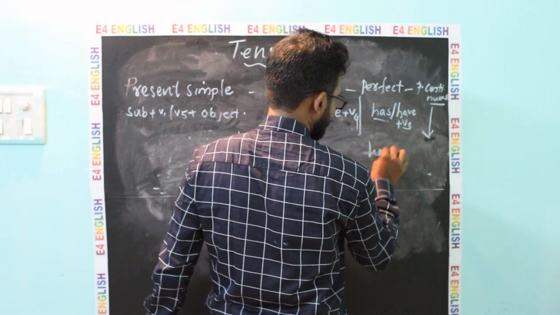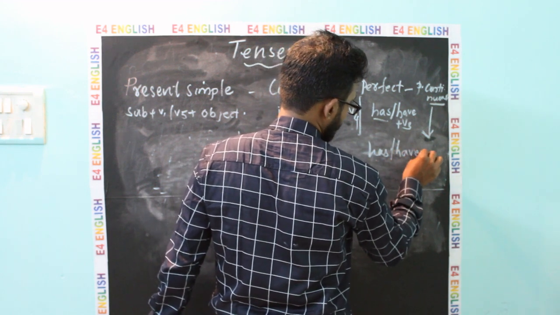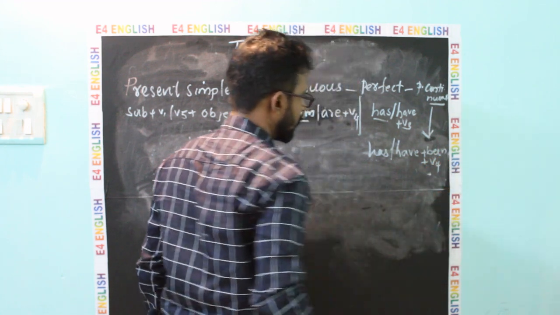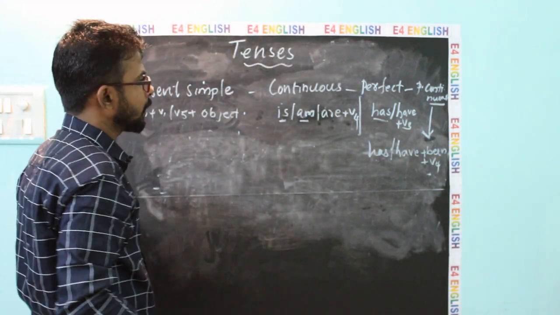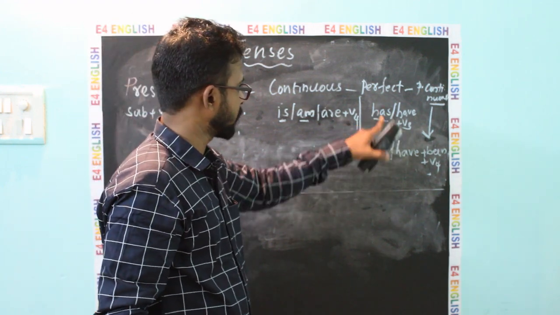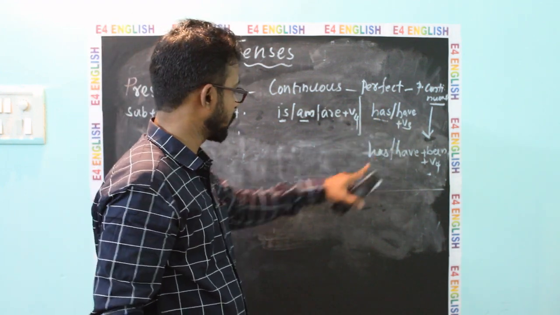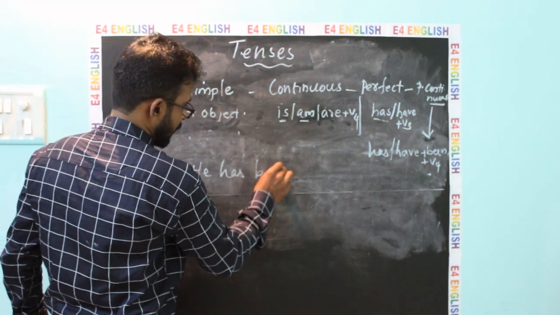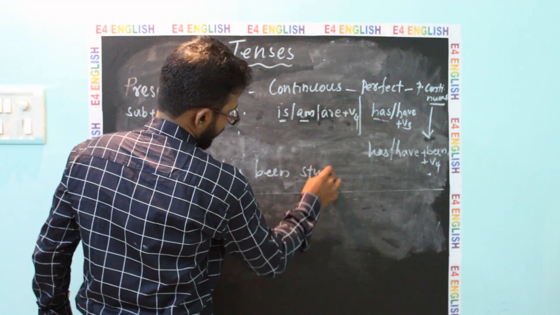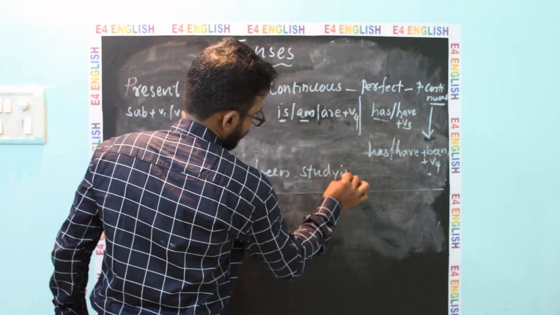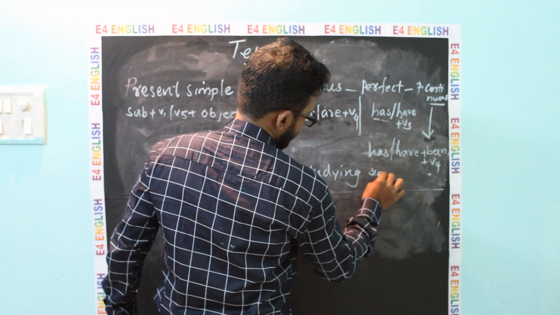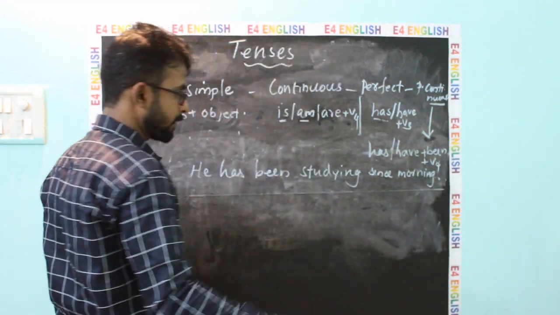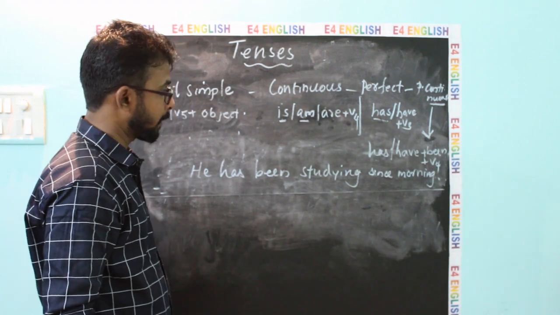Here has, have been. Okay. So here has or have is the same usage. Has or have, same usage with the third person singular. Suppose he has been studying since morning. Or he has been playing since 4 o'clock. Like that, playing cricket since.